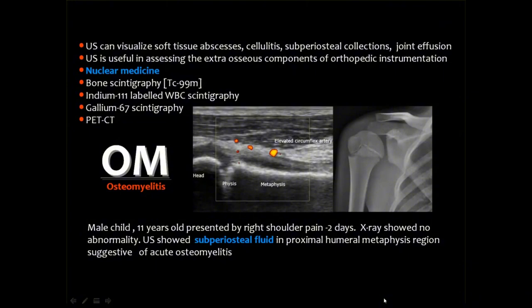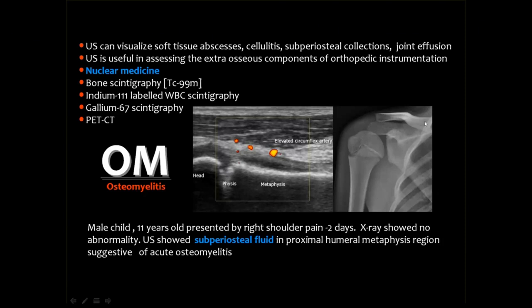Then in this case, you may see that this shoulder appears to show no abnormality actually, but this patient had an osteomyelitis, and the ultrasound showed the presence of a supraosteal fluid collection near the humeral metaphysis, which cannot be elicited in the plain X-ray. As I have mentioned before, ultrasound is one of the good imaging modalities, and it has a major role in musculoskeletal imaging.